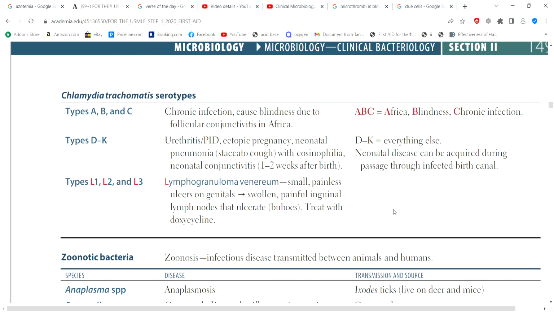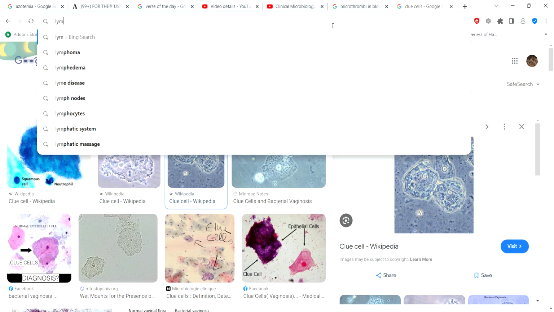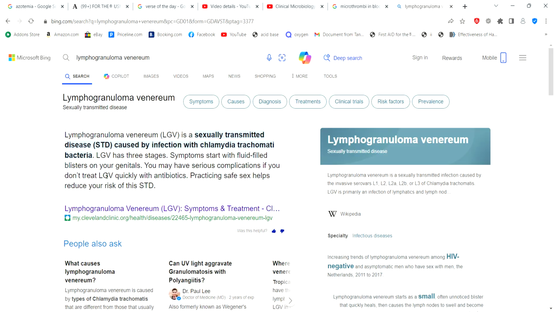Lymphogranuloma venereum is caused by Chlamydia trachomatis.